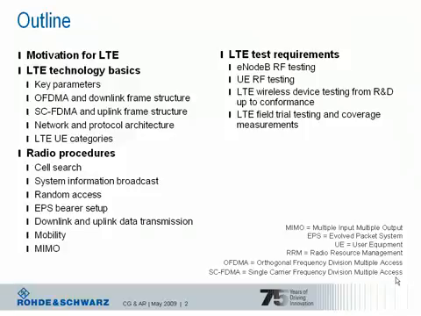Then we will have a closer look at major radio procedures for LTE, that is the cell search, the system information broadcast, the random access, the bearer setup for the evolved packet system bearer, downlink and uplink data transmission, mobility, and the MIMO multi-antenna technology.